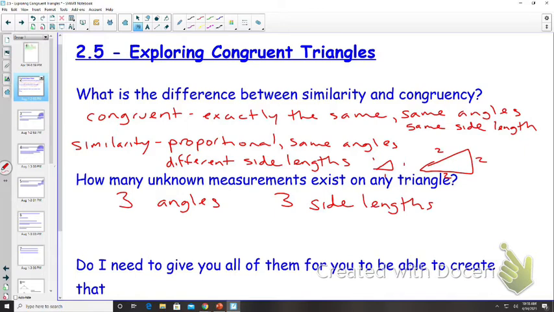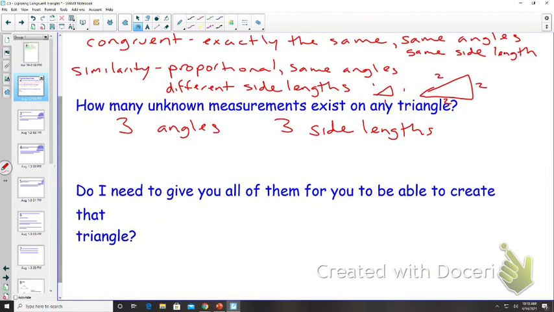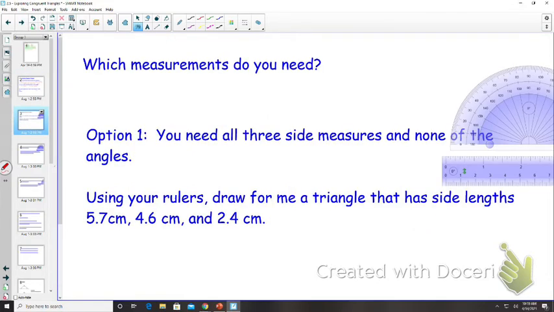Okay, and do I need to give you all of them? 3 angles and 3 side lengths, to be able to create that triangle? Oh, you can solve for it too. Right, so I could give you 2 angles, and you would be able to find that third angle, right? So no, I do not. You are gonna have to do some puzzling pieces together. Which measurements are we going to need?